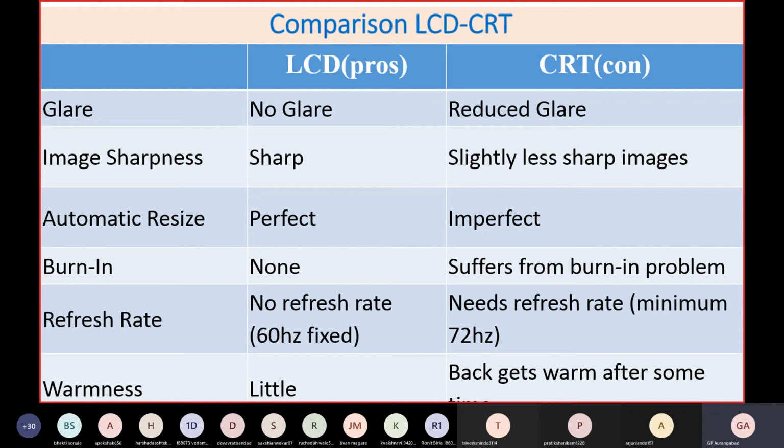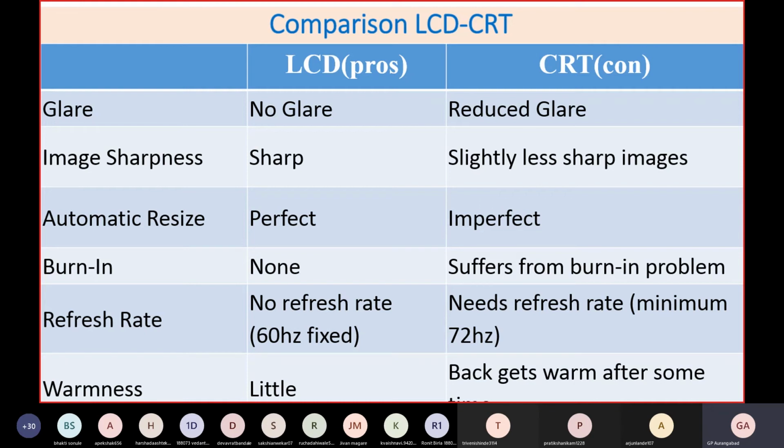If you say burn-in, there is no question of burn-in in LCD. But if you continuously keep your CRT on with a static image, then certain portions of the CRT may get burned. That is why in most TV screens you will find a dancing screensaver, and because of the screensaver the CRT beam is not continuously on the same pixel, and that actually saves the screen. That is why it is called a screensaver.